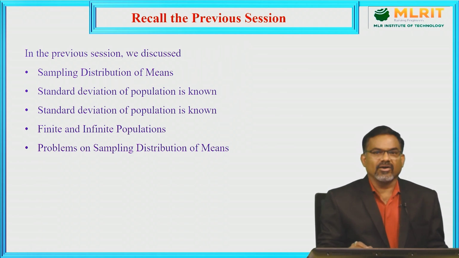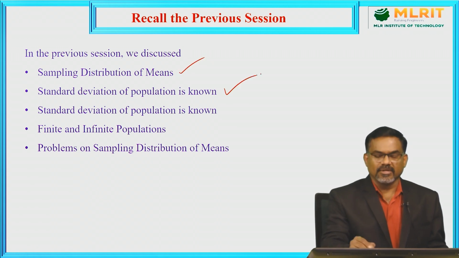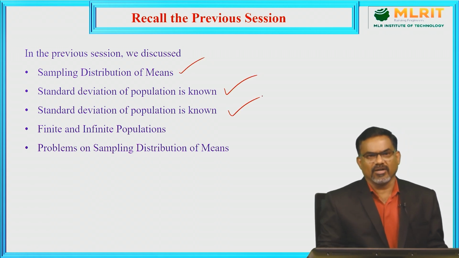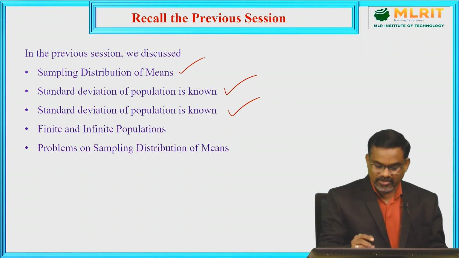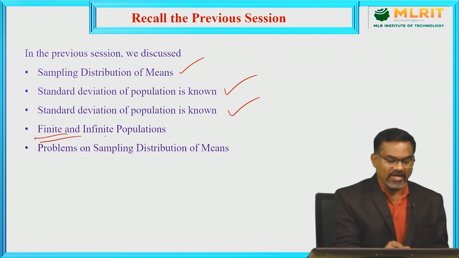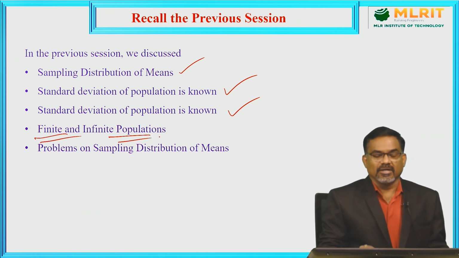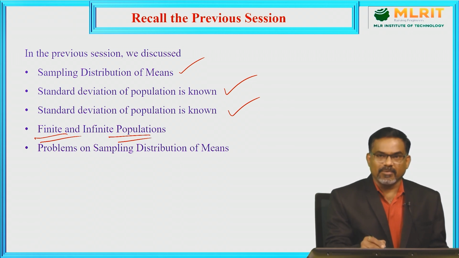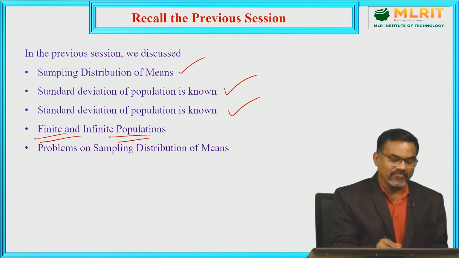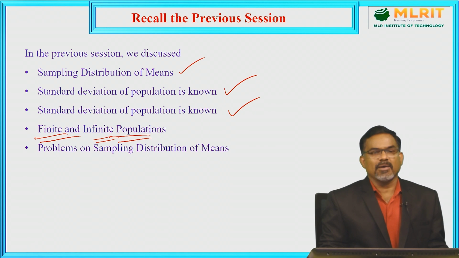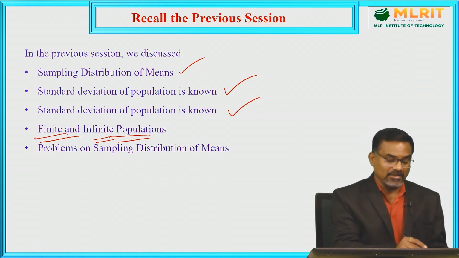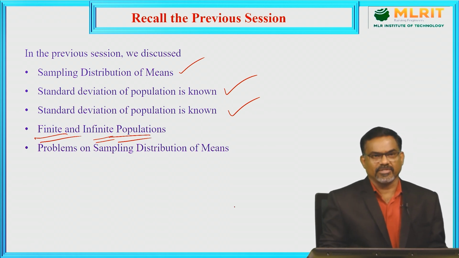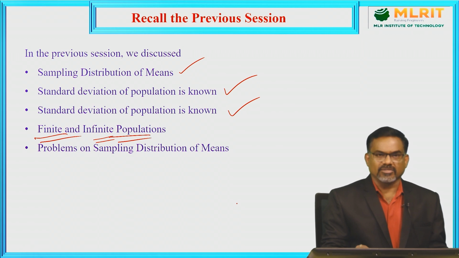So, let us recall the previous session. In the last session, we discussed sampling distribution of means in two cases, sigma known and sigma unknown, and also in two different cases, finite and infinite populations. If the sampling is done with replacement, that comes under infinite population, and if the sampling is done without replacement, then that comes under finite population. And we also solved some problems on sampling distribution of means.